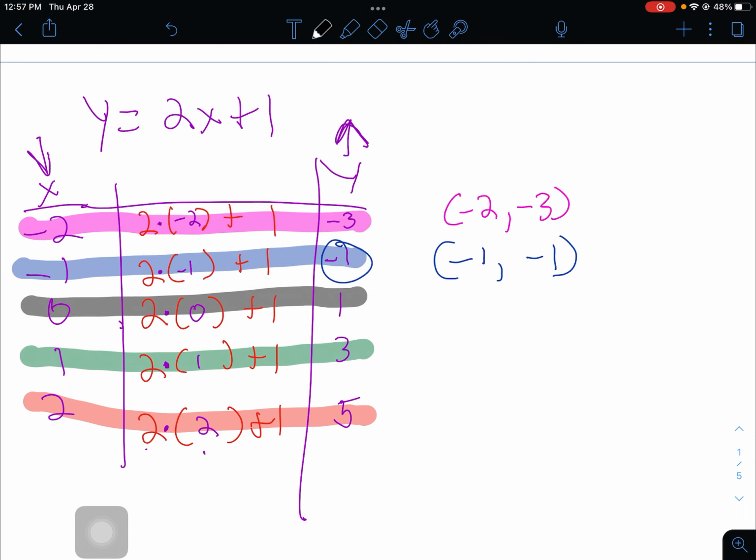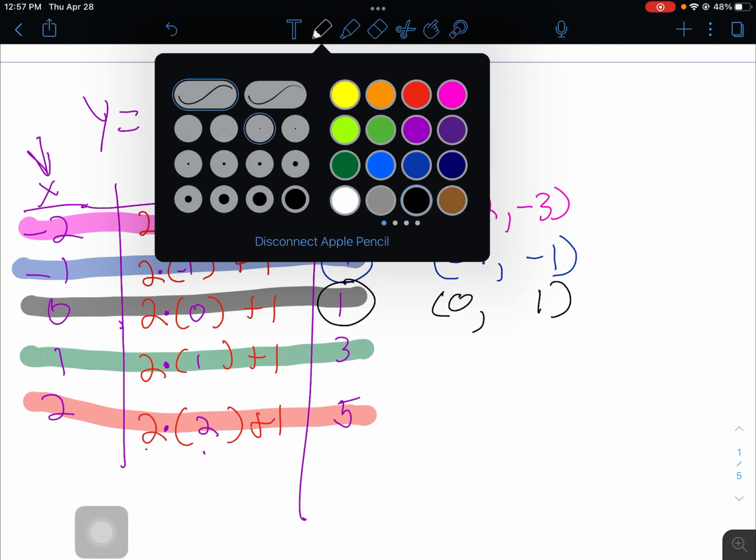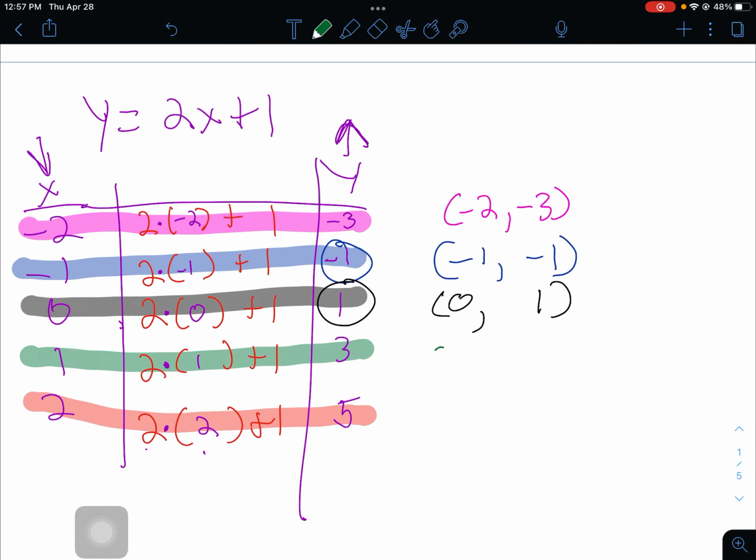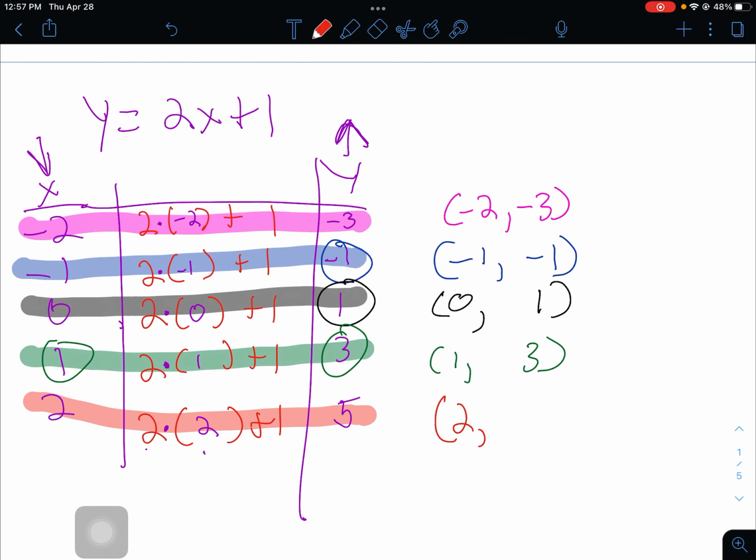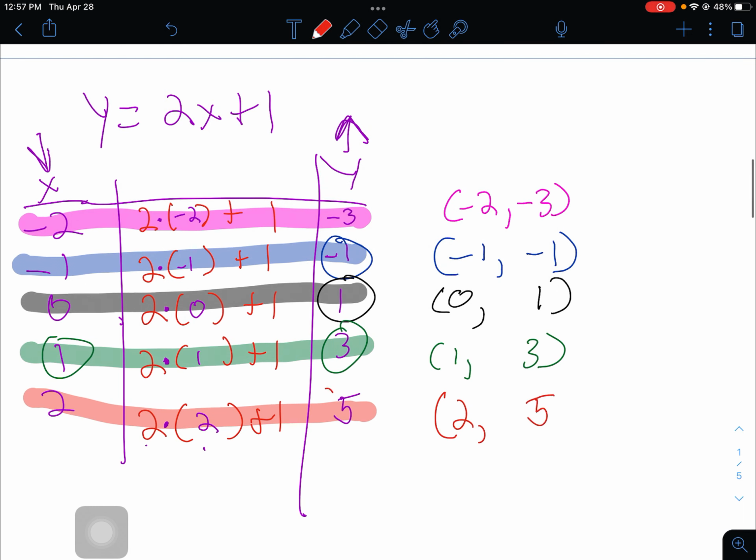Our black, we put in 0. What did we get out? We got out a +1. I'm starting to make the coordinate points. Green, I put in a 1, I got out a 3. And then finally red, I put in 2, I got out a 5. And we have 5 points we can put on a graph.